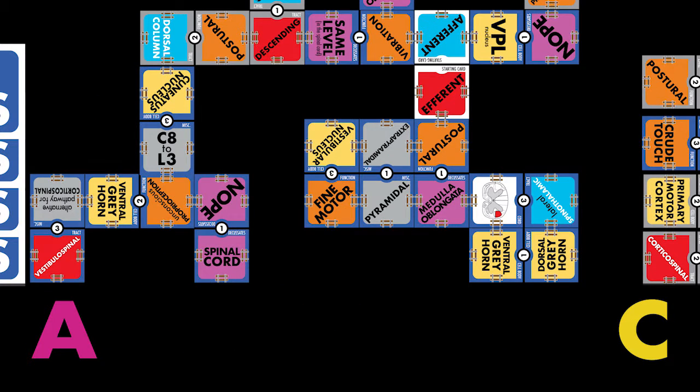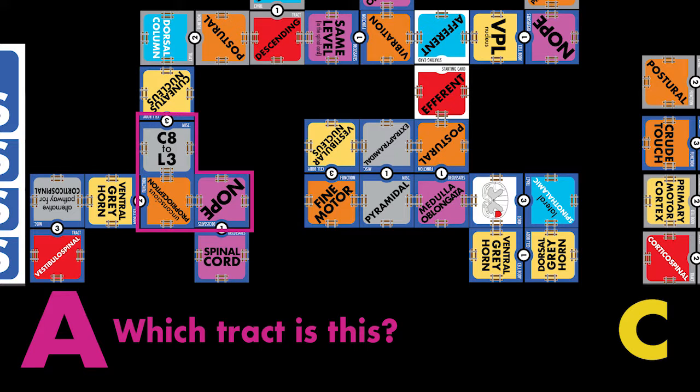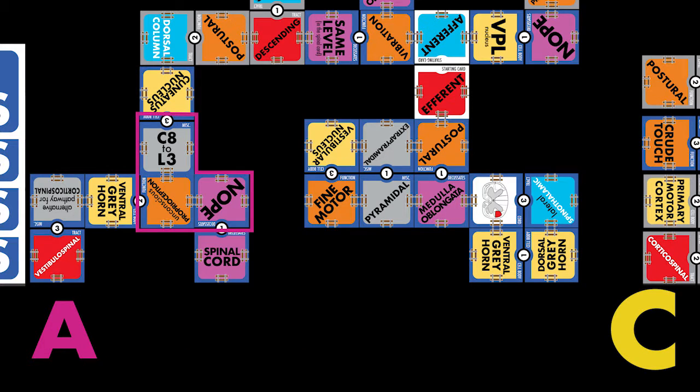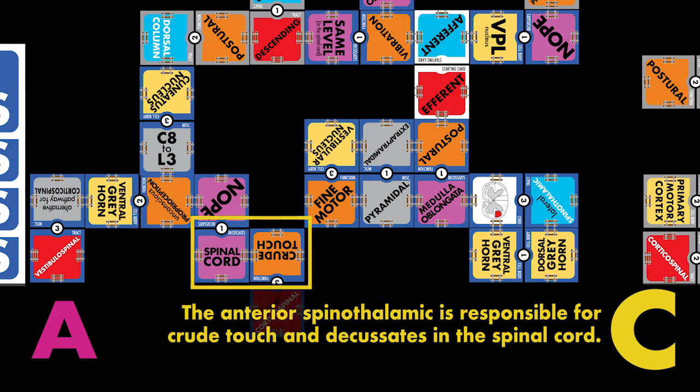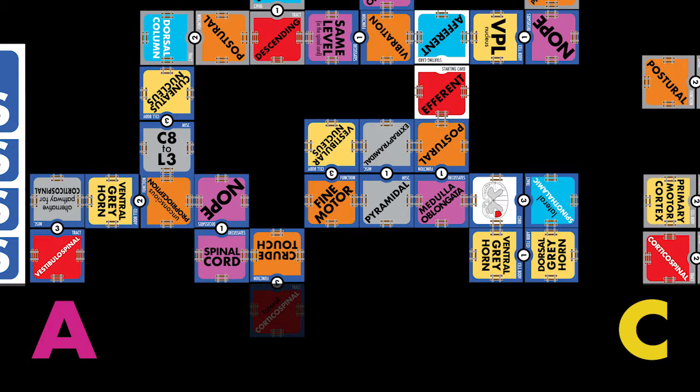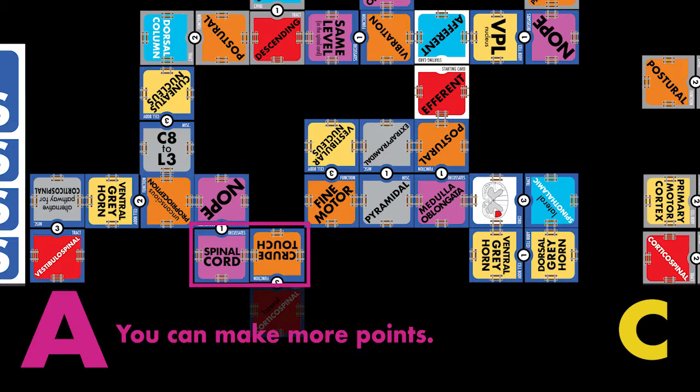Playing my card here, I would ask, which tract is this? A lot of the time they will just say spinocerebellar, and the important response is, which one? They have to get in the habit of identifying and specifying each tract. When they are starting to figure it out, give them some space. When they play this card, I would tell them, you can make more points off of that tract.